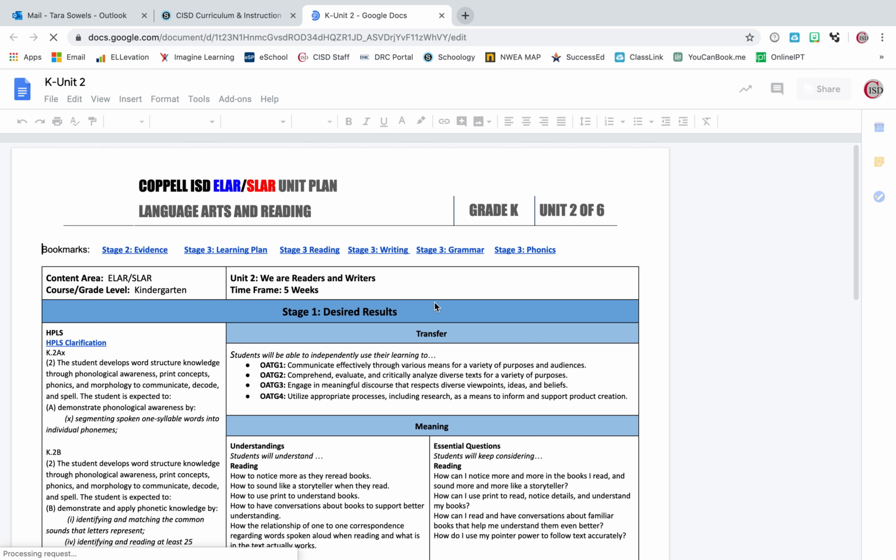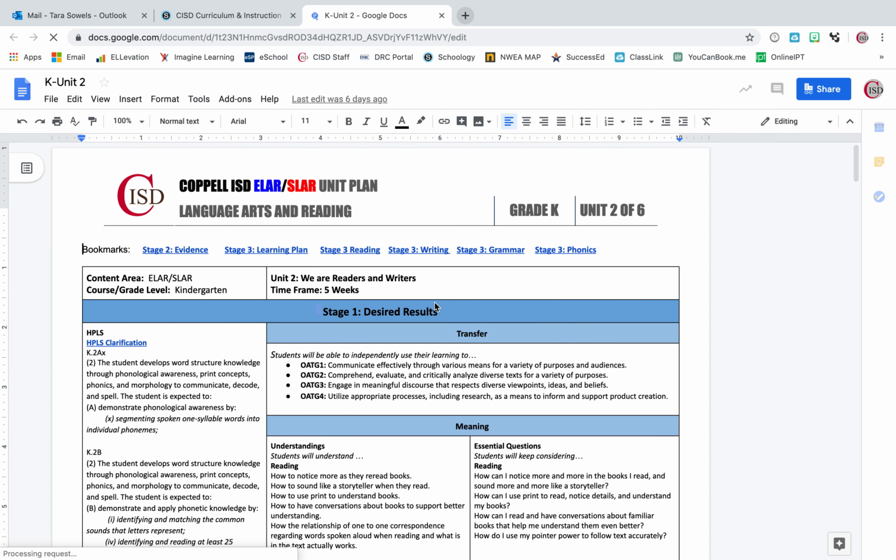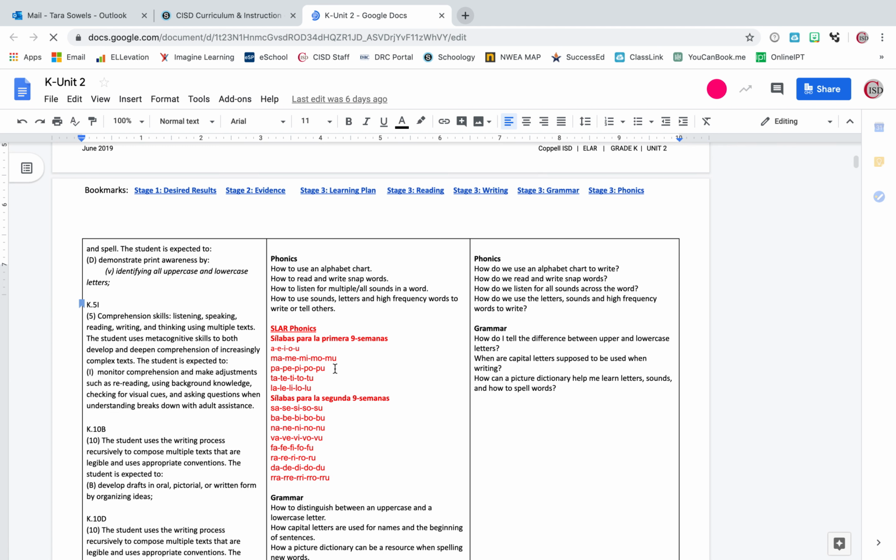So what has been tried to be uniform across all the units is the color coding, blue being in English and red being in Spanish, just as you would see it in your classroom. So here, if you scroll down, still waiting on the page to load, we're going to look at some different components of the unit and how they've been customized for Spanish Language Arts.